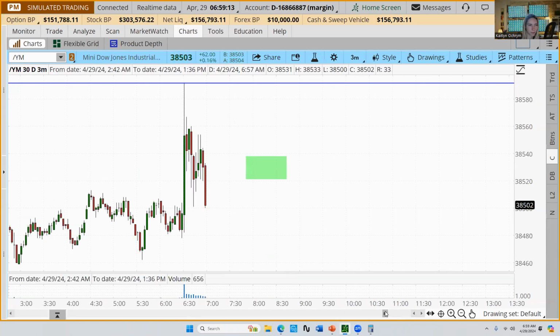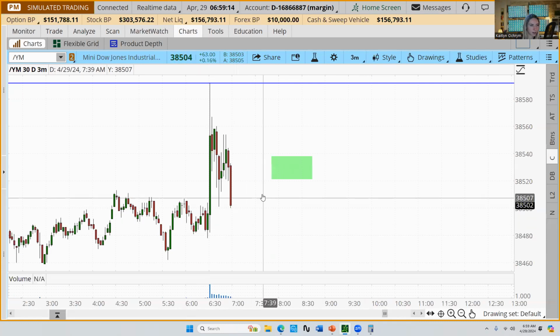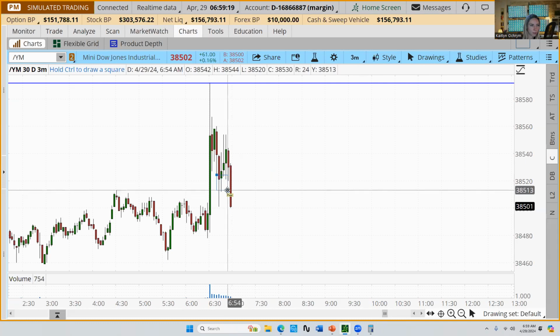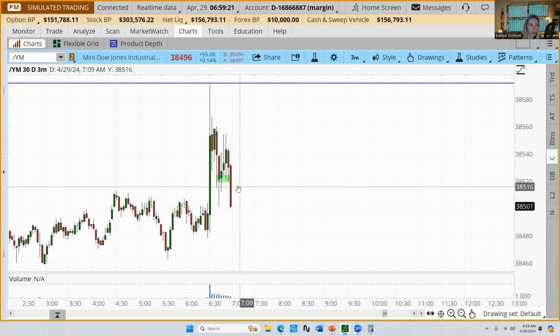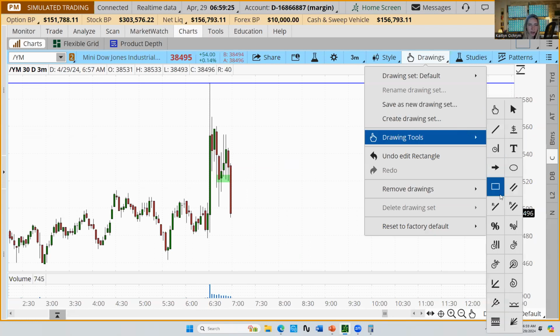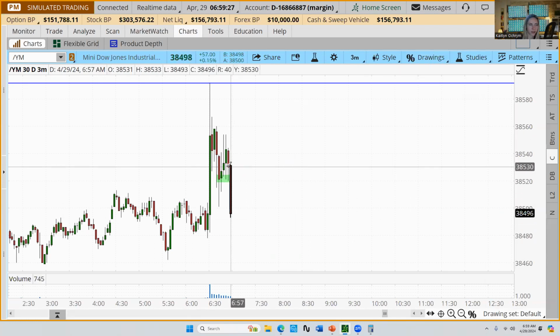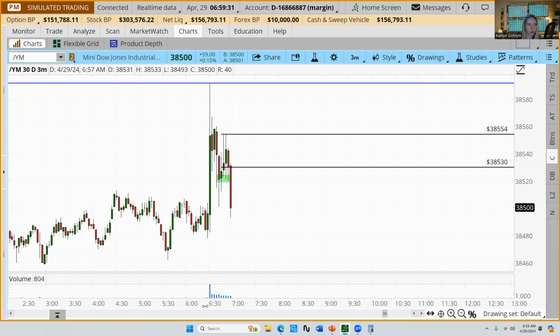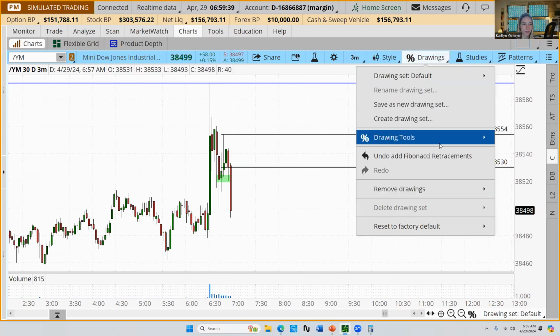3 minute. Oh, there we go. Okay, so here was our support. We've got the breakdown already. I missed the breakout trade, but our short entry, if you want to take the 2 candle flip, we've got it right here, 38,530. Stop at 38,554.